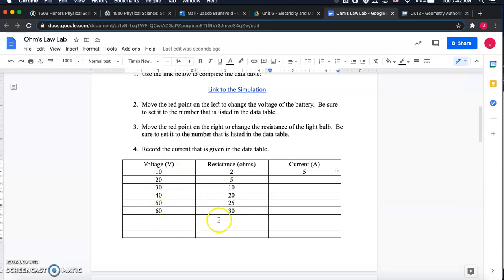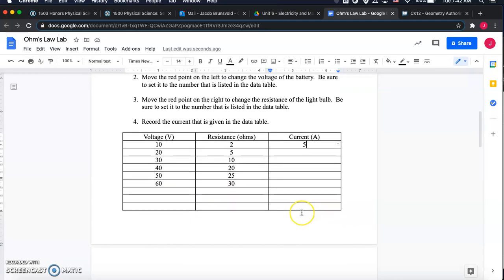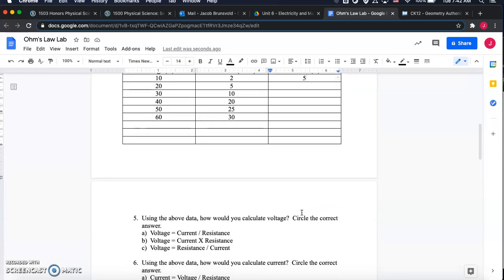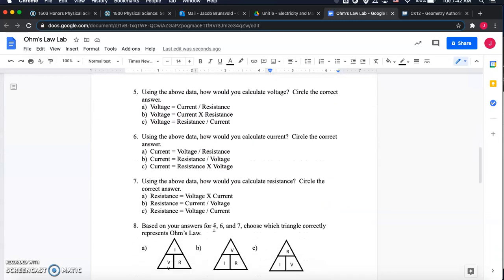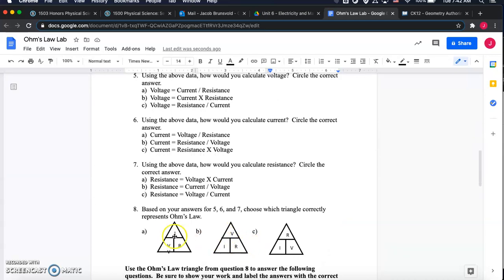Then at the bottom, you're supposed to just pick 3 data points. So set the voltage and resistance to whatever you want, measure what the current is, and see if you can figure out what the relationship is between voltage, current, and resistance. And then you'll figure out which one of these triangles represents that relationship.